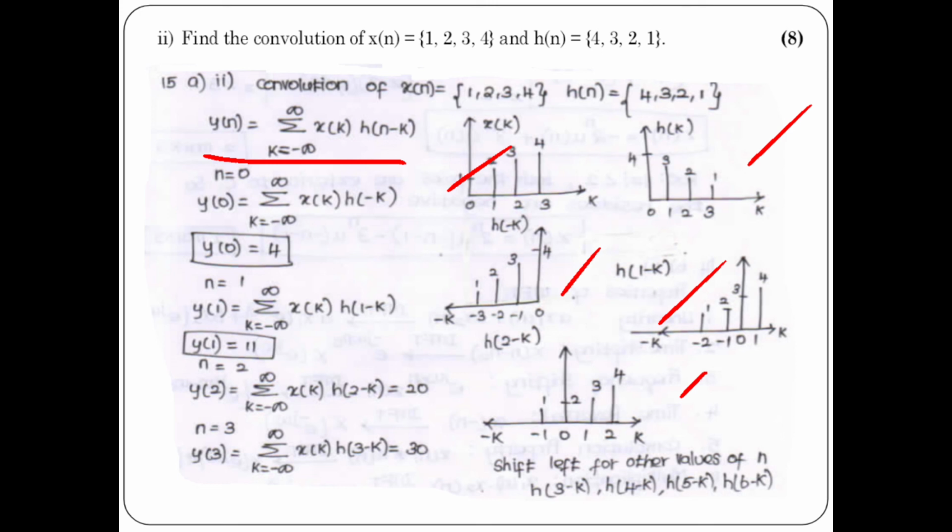Okay. So what if n is equal to 0? So n is equal to 0. You substitute in the equation. You will get y of 0 equals summation k equal to minus infinity to infinity, x of k, h of 0 minus k, you will get minus k.